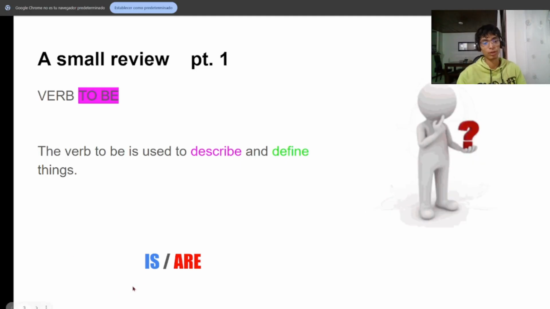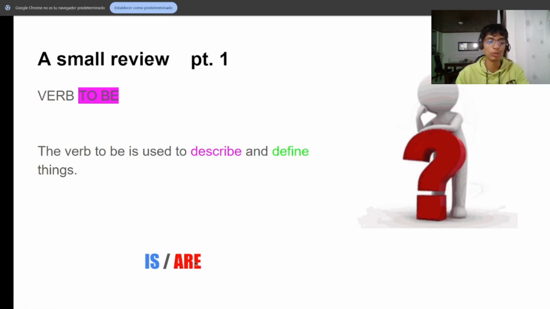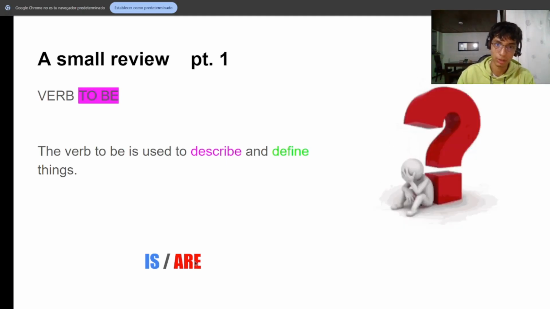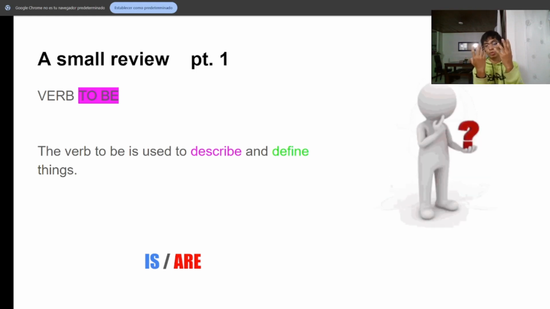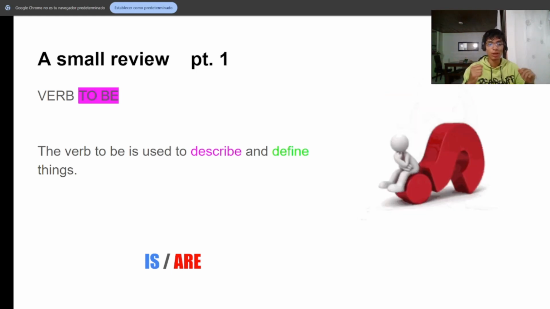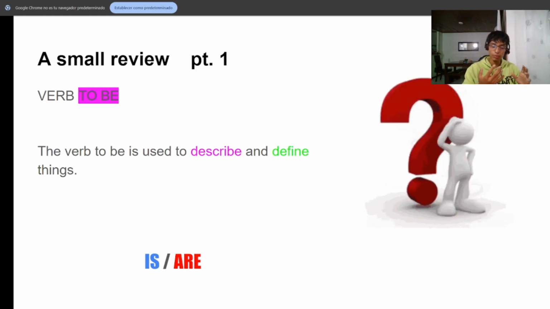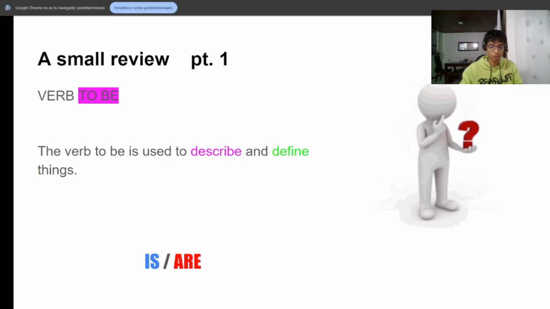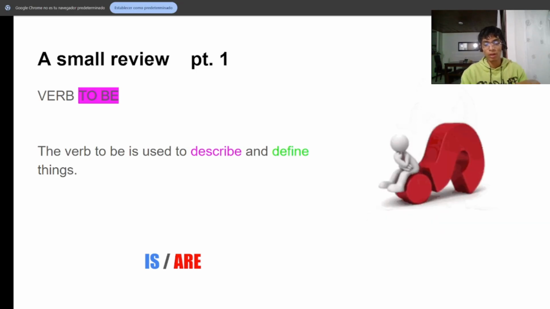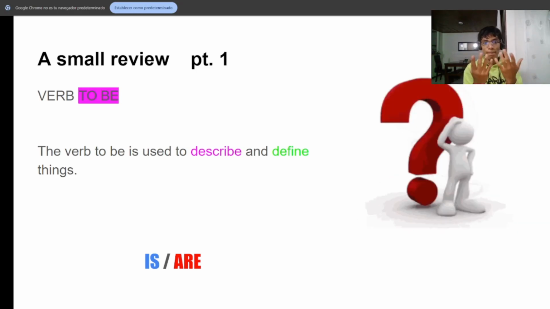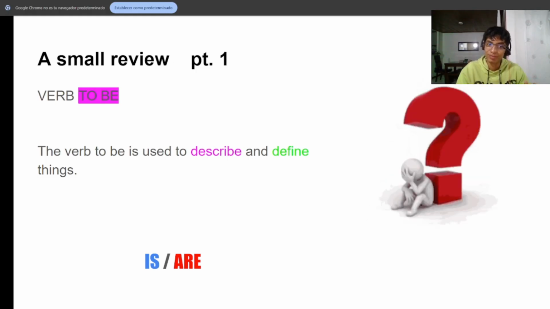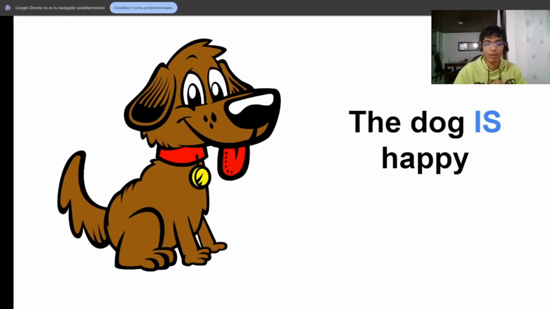Different from are, which will be used when we talk about multiple objects. So as I have two arms and two hands, I'm going to say, for example, that my arms are very long. So I am describing my arms, but I'm using are as I am referring to more than one element. Is it clear? Okay, guys.